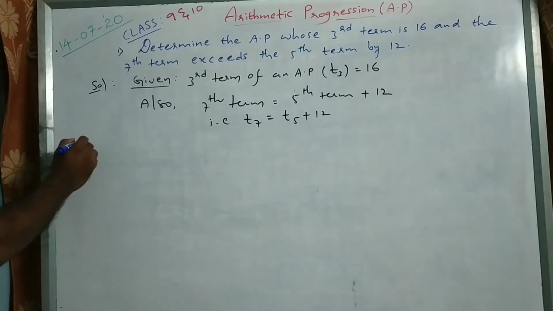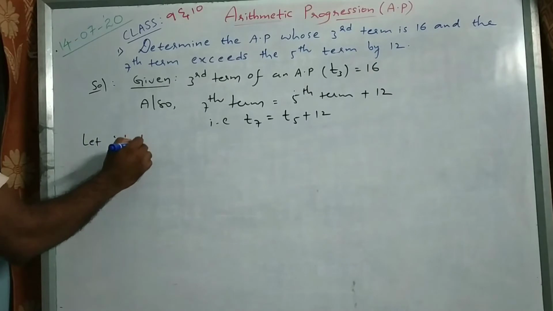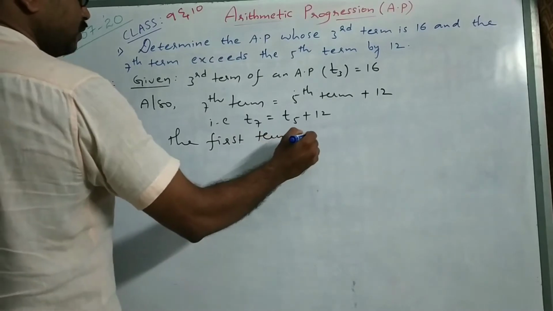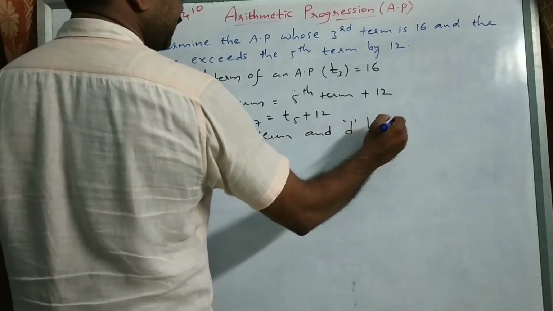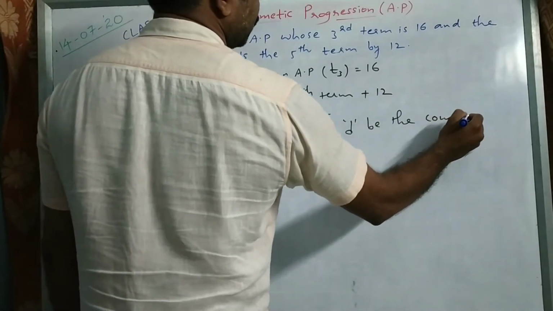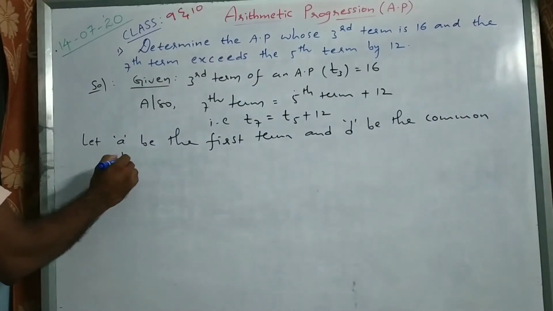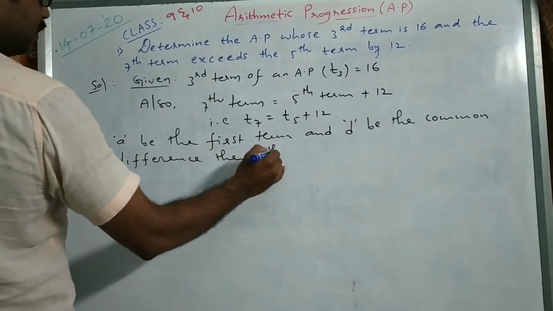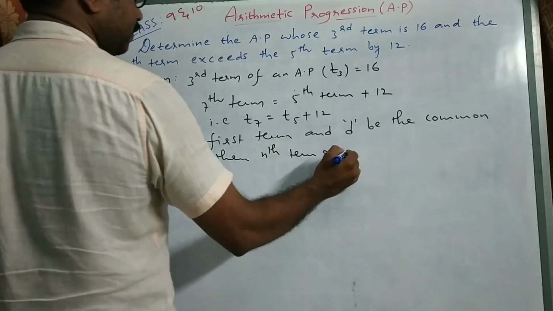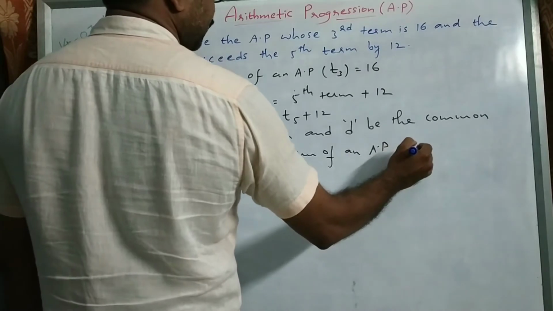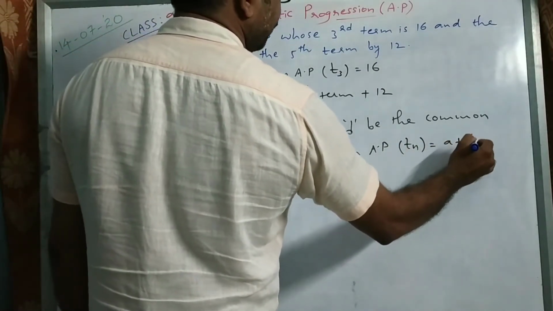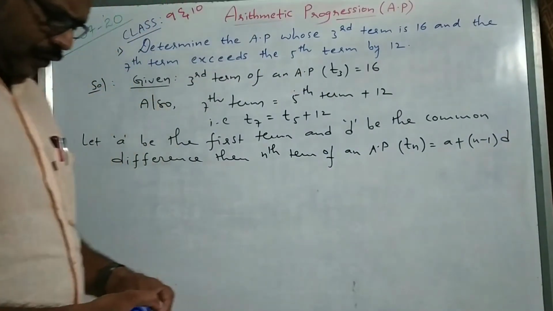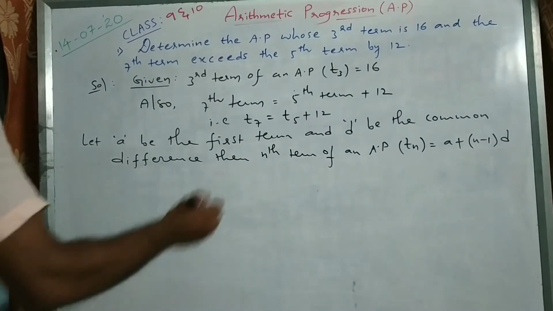We know the general formula. What is the first term? Let A be the first term and D be the common difference. Then the nth term of an AP, Tn equal to a plus n minus 1 into d. You remember the formula? a plus n minus 1 into d. Right? Now I want the third term.